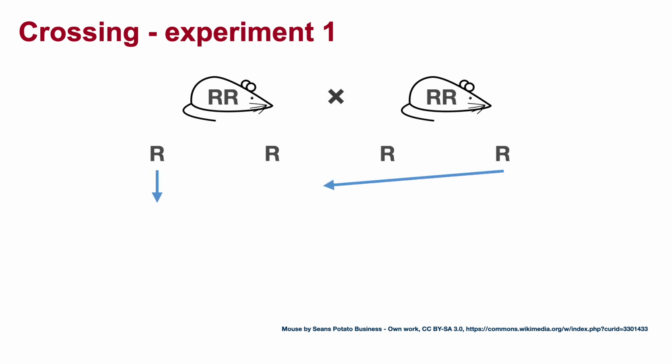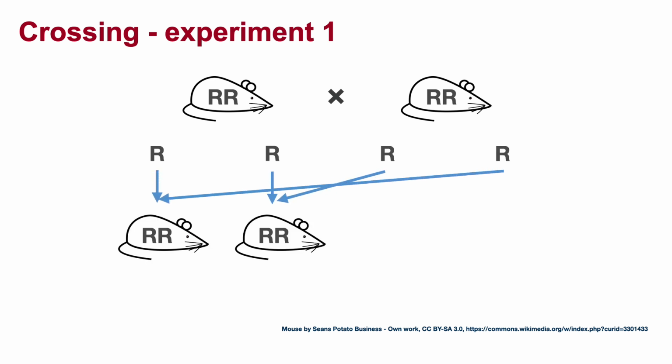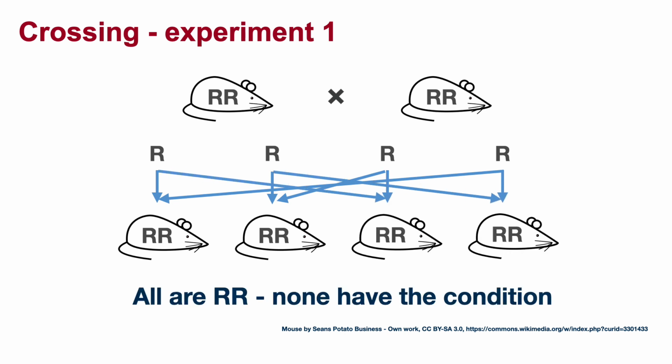And when we do the crosses here, what we find is all the offspring turn out to be white, and in this case they're all uppercase r's because of the fact that we have dominant here, and they're all uppercase r's because the parents were uppercase r. So all are uppercase r, and none of them have the condition.